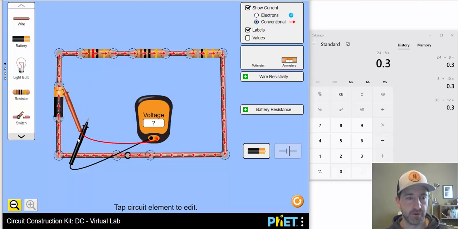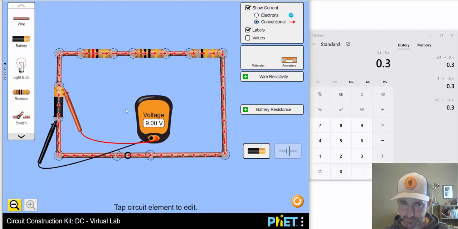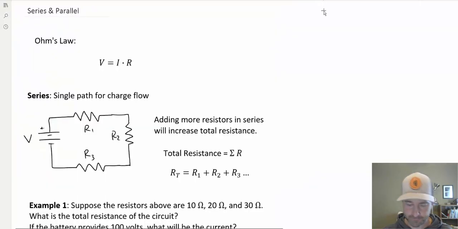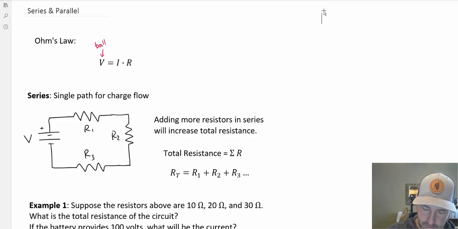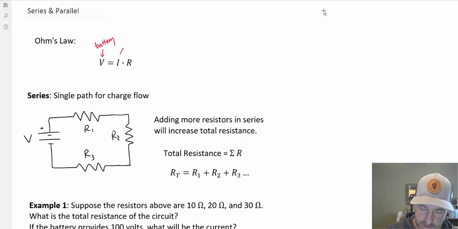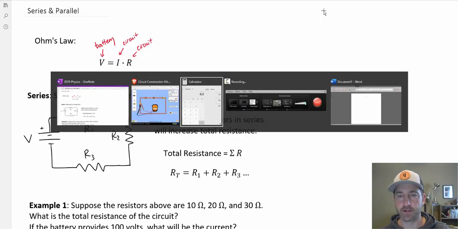So if I measure the volts for the whole battery, it says 9 volts, which, it's a 9-volt battery, that makes sense. But if I use Ohm's law, if I go back over here and I use this idea of Ohm's law, then the voltage for the whole battery, which is also the voltage for the whole circuit, should be equal to the current for the whole circuit multiplied by the resistance for the whole circuit. So what do we get if we do that calculation?